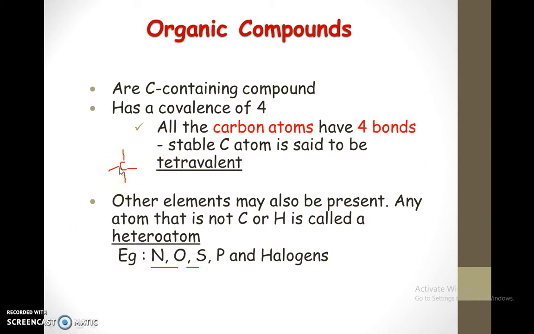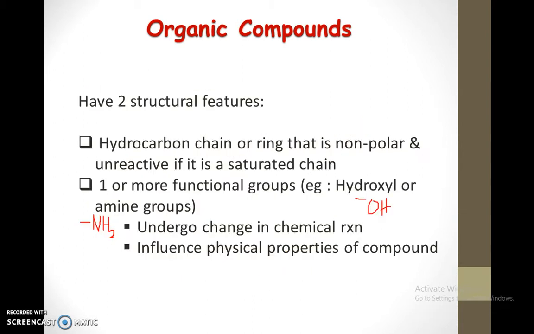In organic compounds, other elements may also be present, for example nitrogen, oxygen, sulfur, phosphorus, and halogens. This kind of atom, we call it a heteroatom.